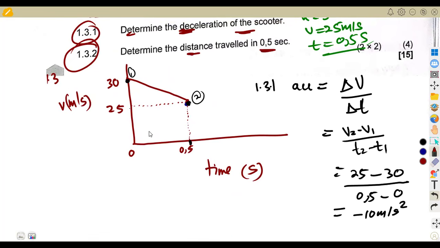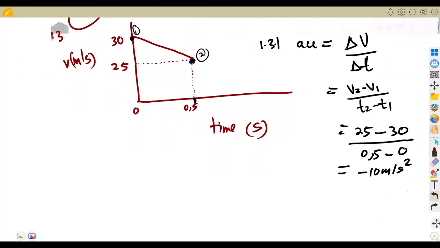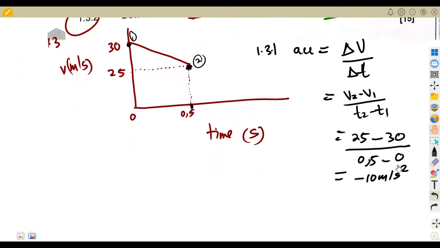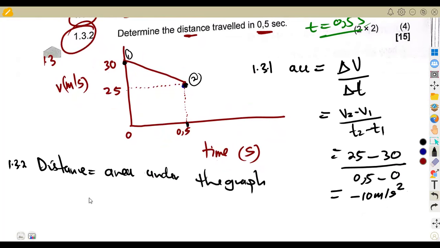Also there, we've got two ways to calculate the same distance. The first thing, we can use the area, as we have got our sketch here. We said the distance can be given as the area, right? Distance is equivalent to area. So that's 1.32, distance or displacement. So distance is equal to area under the graph. So if it is area under the graph, what does it mean? You're going to calculate the area.